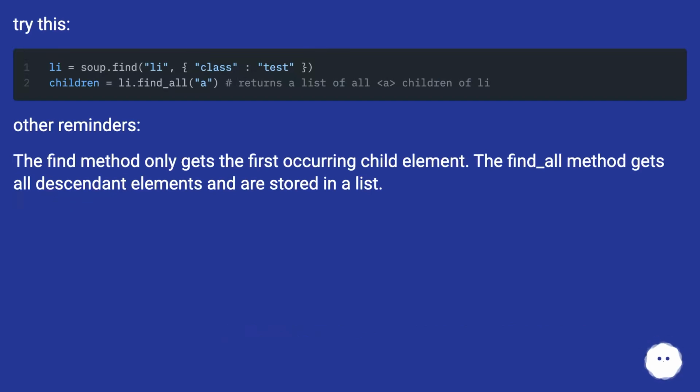Other reminders. The find method only gets the first occurring child element. The find_all method gets all descendant elements and they are stored in a list.